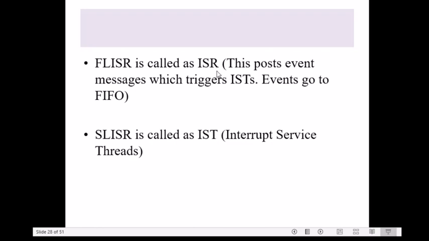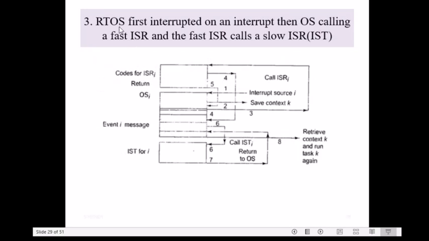So the interrupt service routine posts event messages that can initiate the interrupt service threads, and these event messages go to the FIFO queue, and from this FIFO queue each of the event messages is taken and the corresponding IST will be executed. Now let us see this third method. The third method is: the RTOS is interrupted on an interrupt. The operating system first calls the fast ISR and the fast ISR calls the slow ISR. So let's see the figure.